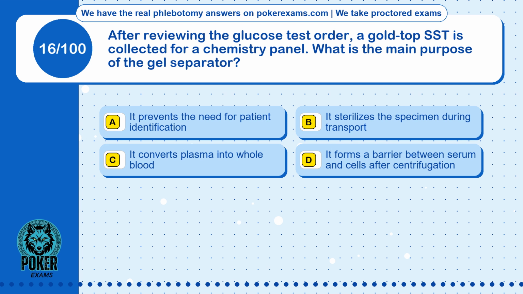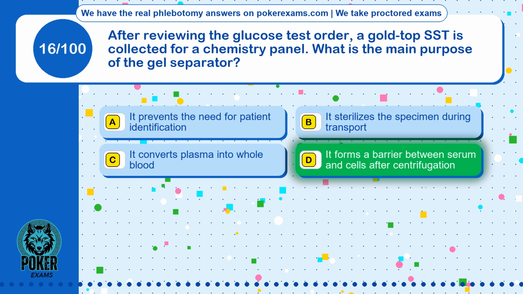Question 16. After reviewing the glucose test order, a gold top SST is collected for a chemistry panel. What is the main purpose of the gel separator? Option A. It prevents the need for patient identification. Option B. It sterilizes the specimen during transport. Option C. It converts plasma into whole blood. Option D. It forms a barrier between serum and cells after centrifugation. The correct answer is option D.